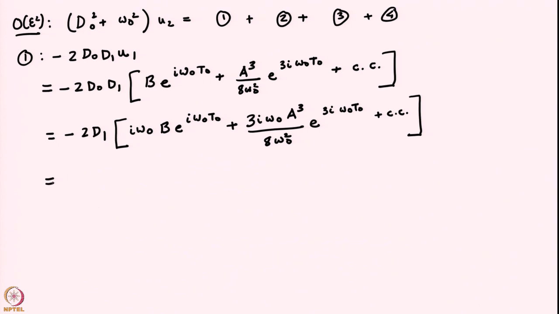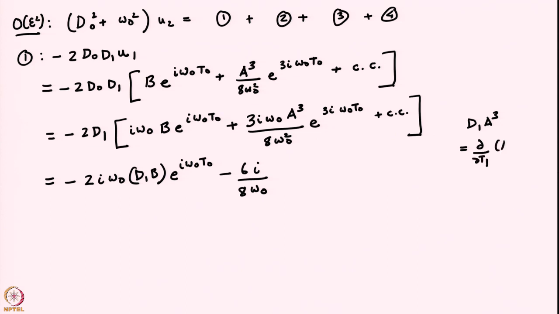Now, I am going to differentiate with respect to t1 or I am going to operate the d1 on b. So, you can see that this is going to become twice I omega 0 d1 operating on b, which is basically del b by del t1 into e to the power I omega naught t naught minus 6 I. If I cancel out an omega naught, then I get an omega naught only in the denominator, and then I have d1 of a cube. That can be simplified. D1 is just del by del t1, so d1 of a cube is 3a square d1 of a. So this becomes 3a square d1 of a into e to the power thrice I omega 0 t 0 plus cc.